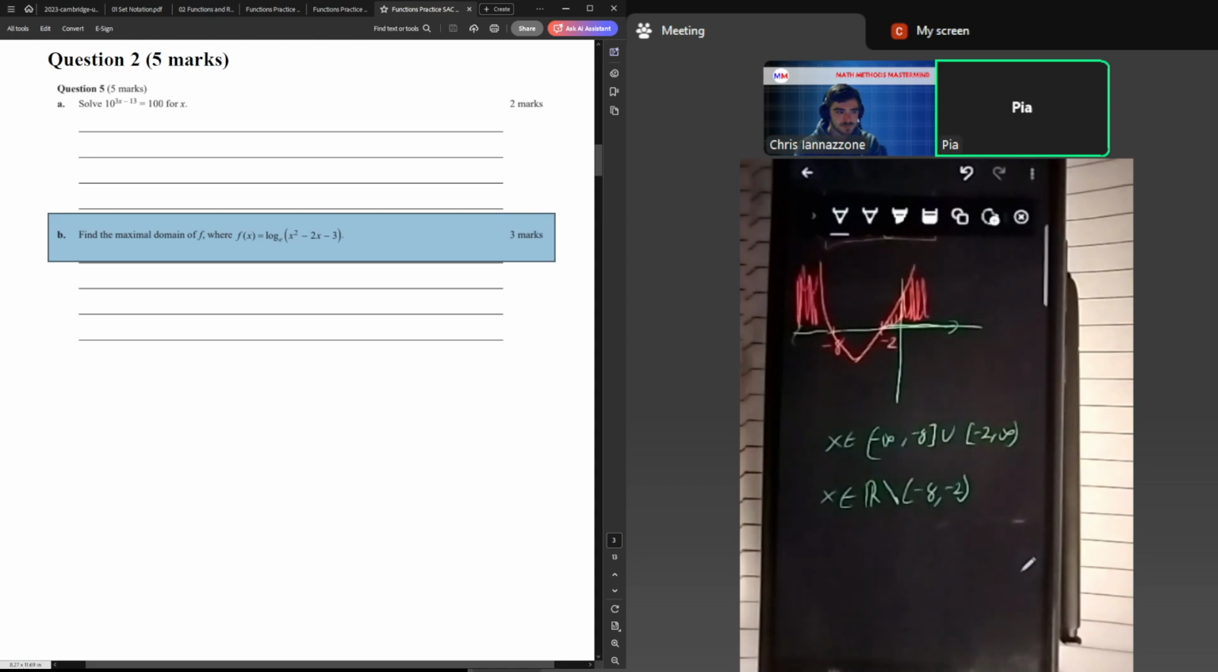I got negative infinity to -1 union 3 to infinity. That seems good. What brackets? I did rounded ones. All rounded. Yeah, good. Crushed it. Yeah, nice. Okay, that is that one.